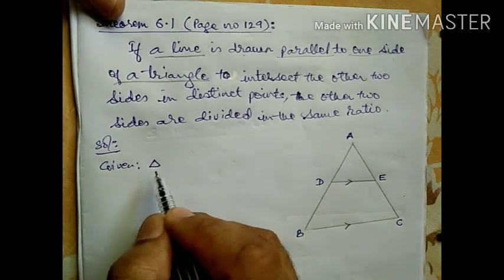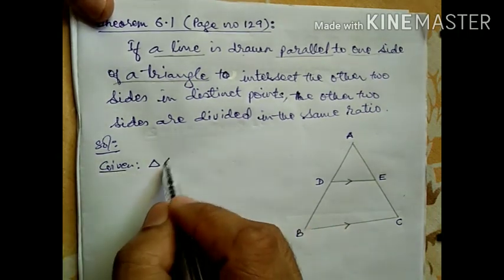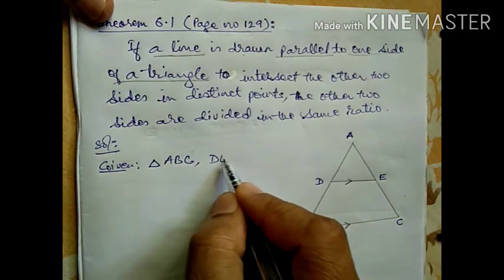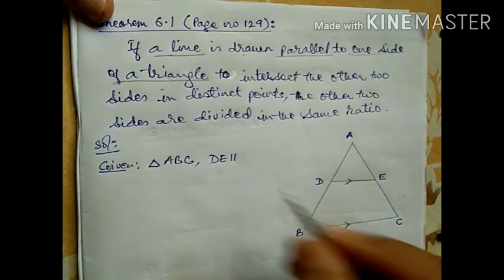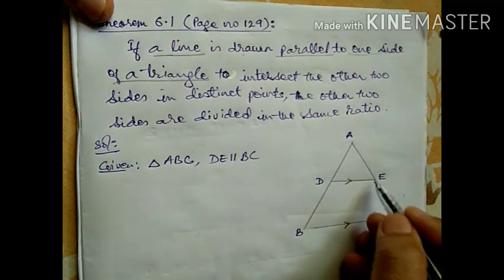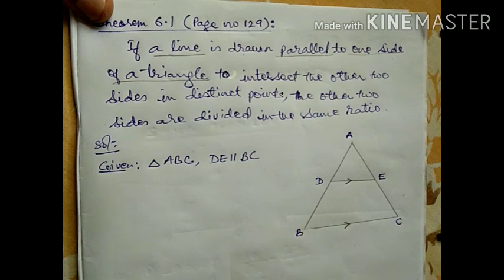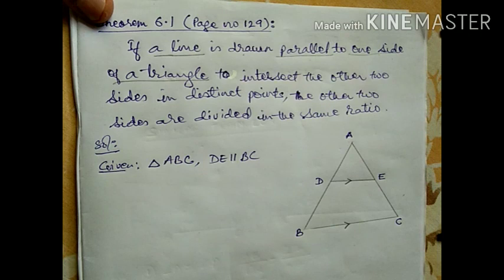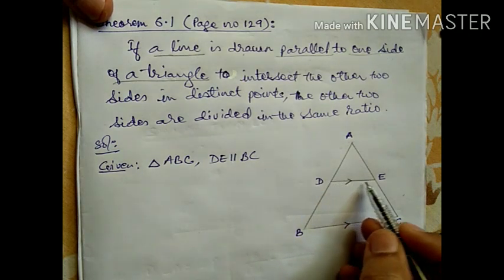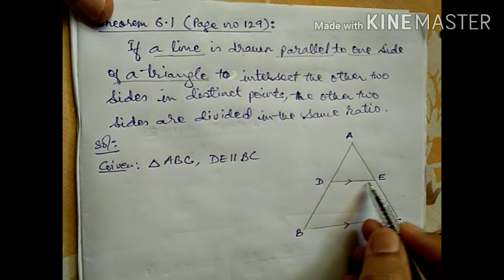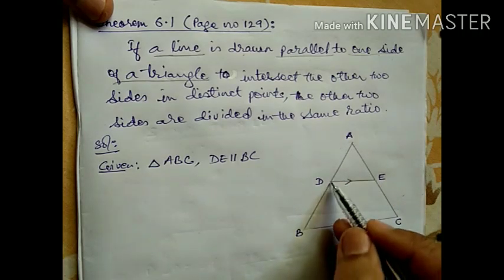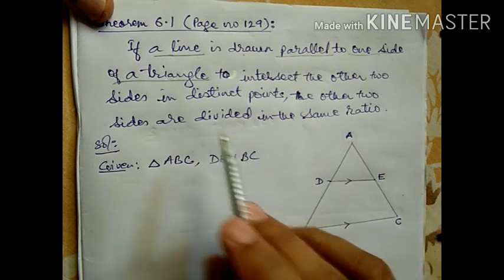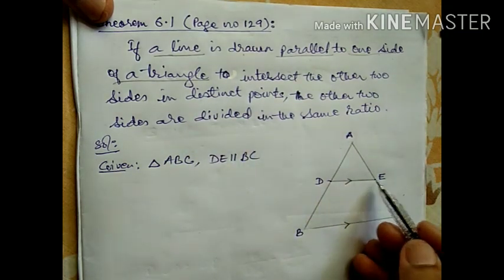Given is triangle ABC, there DE parallel to BC. Line DE is parallel to BC. And then after that, to intersect the other two sides in distinct points. See, this line DE is parallel to BC, and this DE is intersecting the line AB at one point and intersecting the line AC at one point. That is a distinct point, means that you can see it visibly.